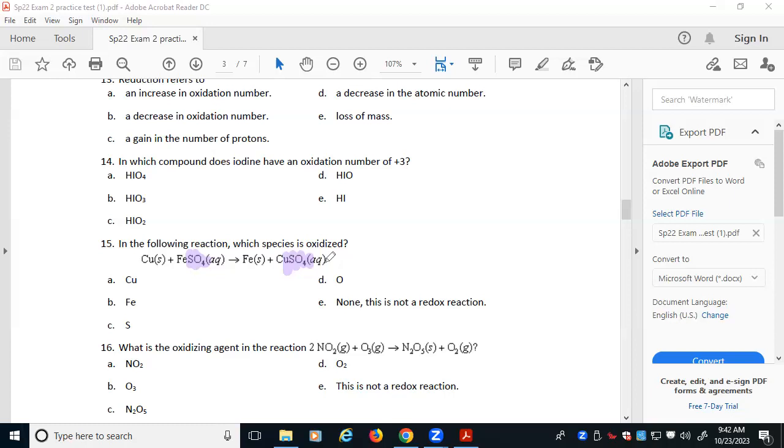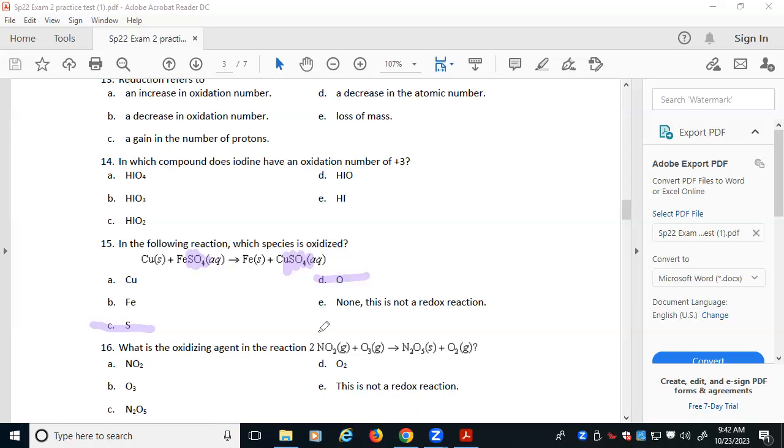So right away, I can eliminate those two options. The sulfur and oxygen didn't appear anywhere else, and we know that it didn't change. So now it's just down to copper, iron, or is it not redox? And we can eliminate this one because if I recognize that this is a single replacement reaction, all single replacement reactions are redox.